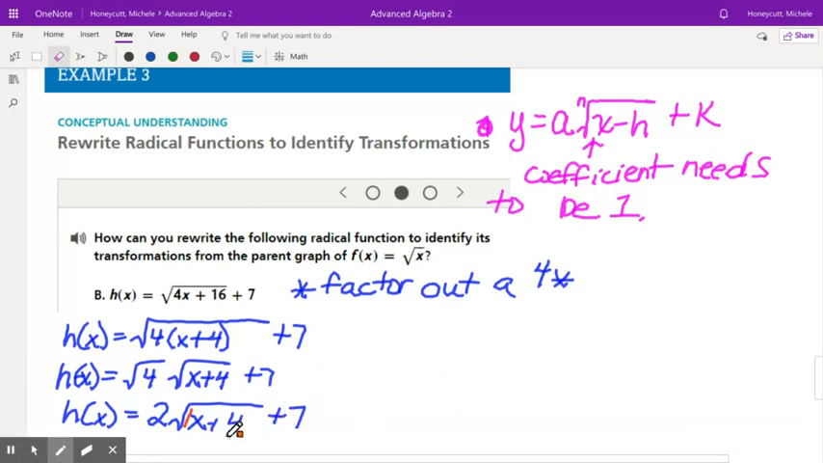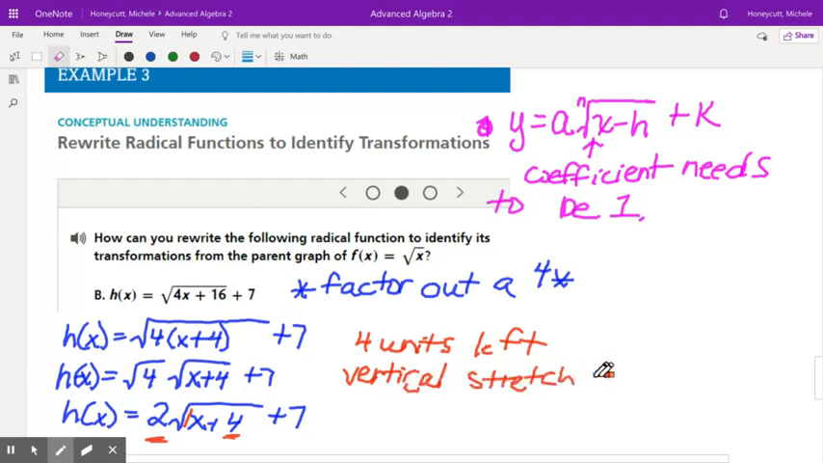So I can see that plus 4 is going to signify a shift of 4 units to the left. The multiplying by 2 is a vertical stretch of 2. And then the plus 7 is a vertical shift up 7 units.